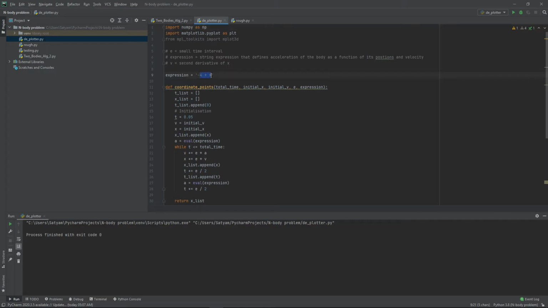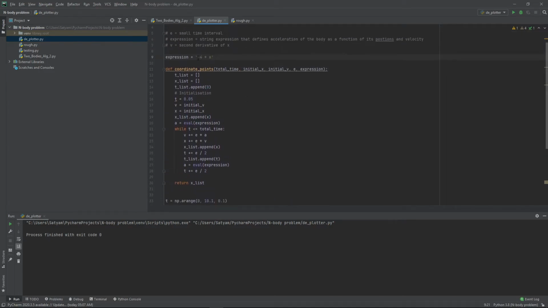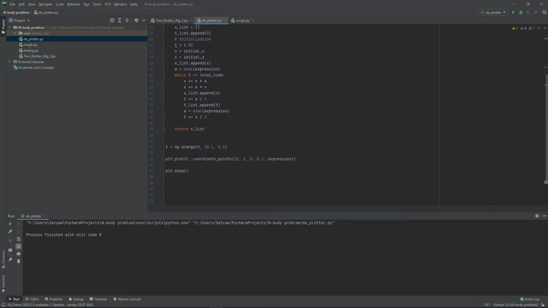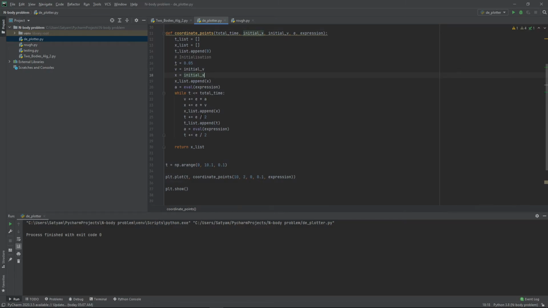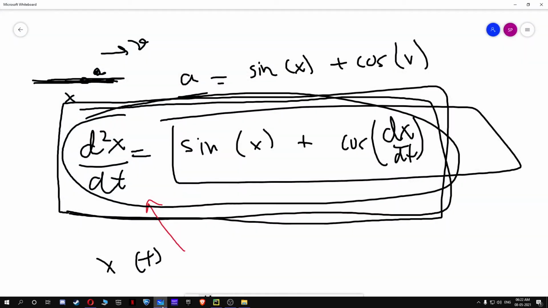So make sure if you are using some square root or cosine, you put them as np dot, or if you are using some power, you use the numpy module as np, so that you don't get an error. So you can put any expression, any acceleration, and you will get the positions and velocities and everything. Now I have not shown the velocity, but I can make a list for velocity and add all these velocities in that to know the velocities at every position.